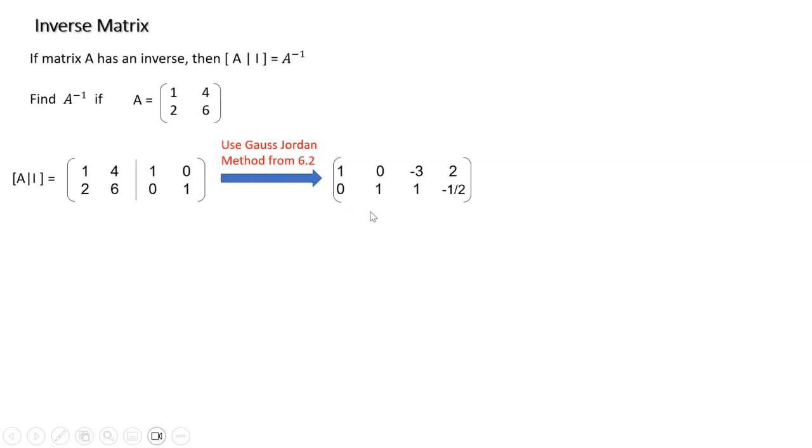So eventually, you have to go from 1, 4, 2, 6 and 1, 0, 0, 1. What's here on the right side, the 1, 0, 0, 1, has to come to my left side. And then whatever I have on the right side will be my inverse. But you'll be thinking, how? How are we going to do it? Here's how you do it. Let me show you the steps.